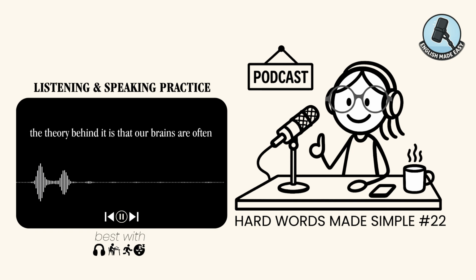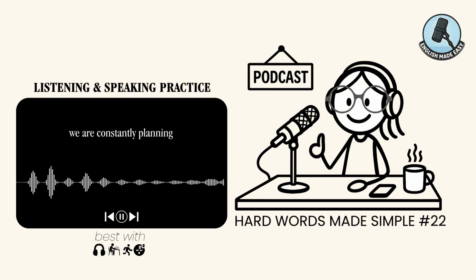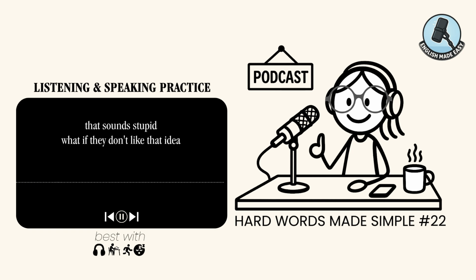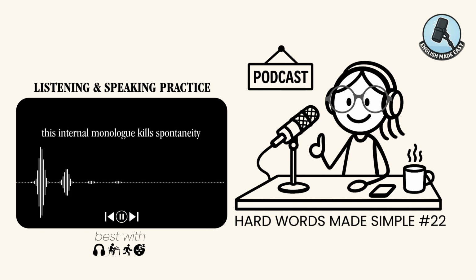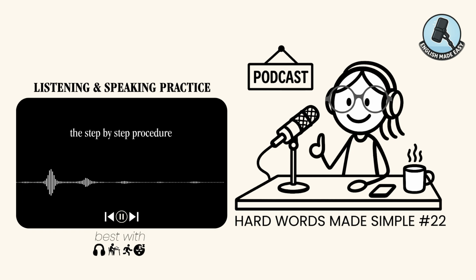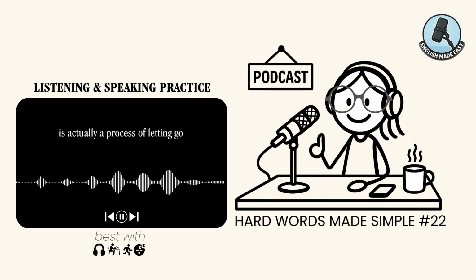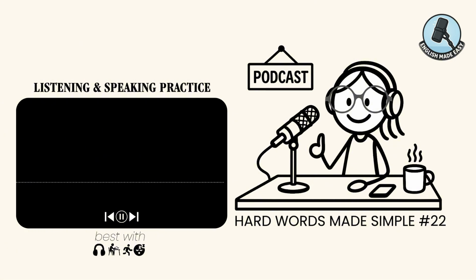The theory behind it is that our brains are often our own worst enemy in social situations. We are constantly planning, filtering, and judging ourselves. Should I say this? No, that sounds stupid. What if they don't like that idea? I'll just stay quiet. This internal monologue kills spontaneity. The step-by-step procedure is actually a process of letting go.